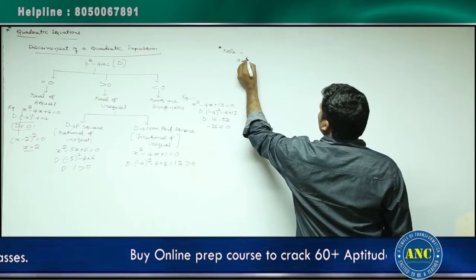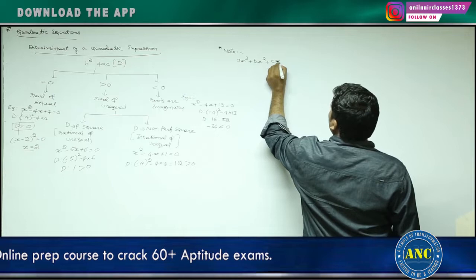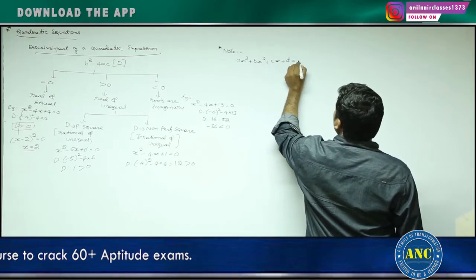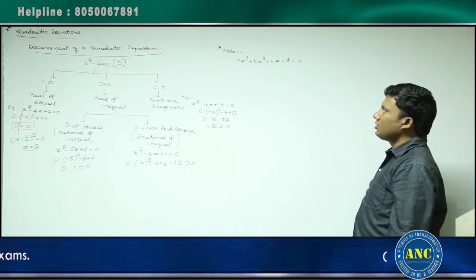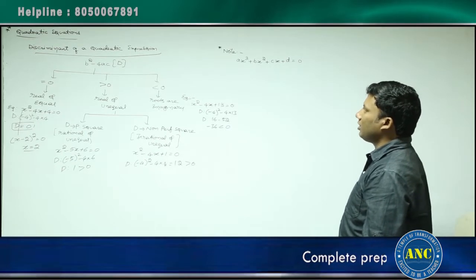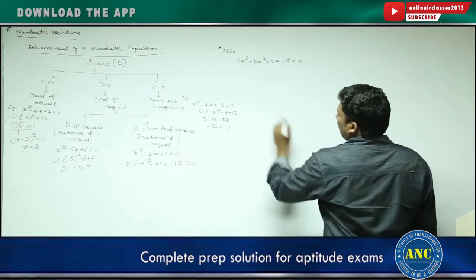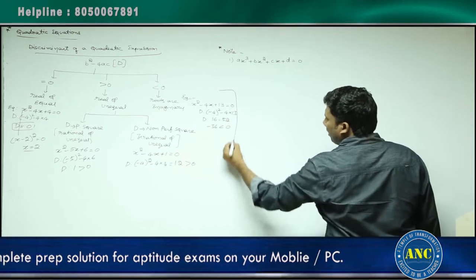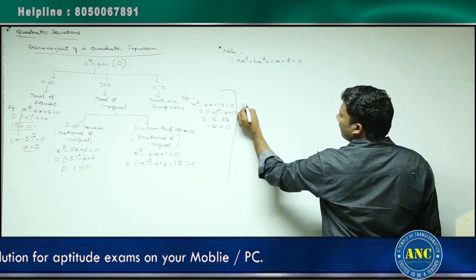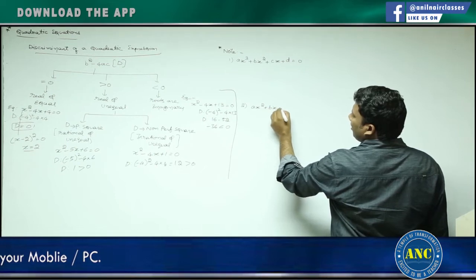If an equation is a cubic equation, ax cube plus bx square plus cx plus d equivalent to 0. Now, before writing this note, let us write another important note. See here, ax square plus bx plus c equivalent to 0.